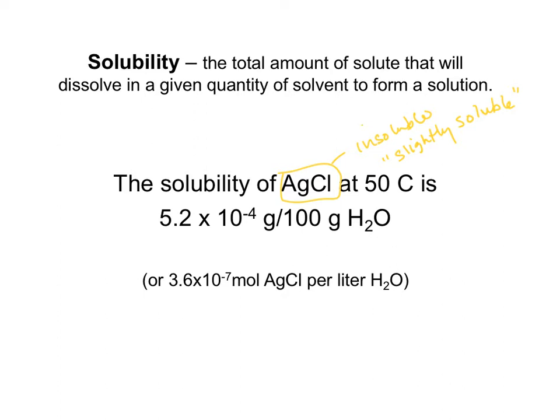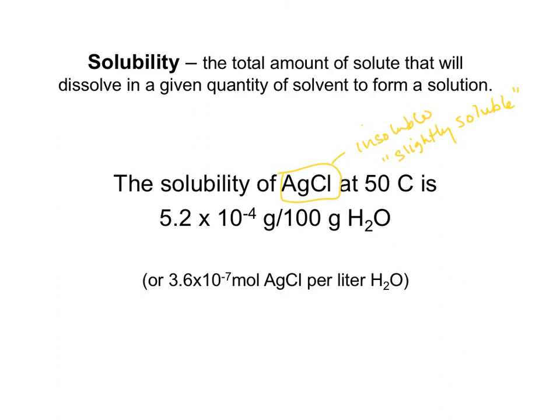And if you look at what I've written here, the solubility of silver chloride, which is the total amount of the solute that will dissolve, in this case in 100 grams of water, is 5.2 times 10 to the minus 4 grams. And notice the temperature is given here. The only reason why is because if you heat it up, more of the solute molecule, silver chloride, will dissolve.